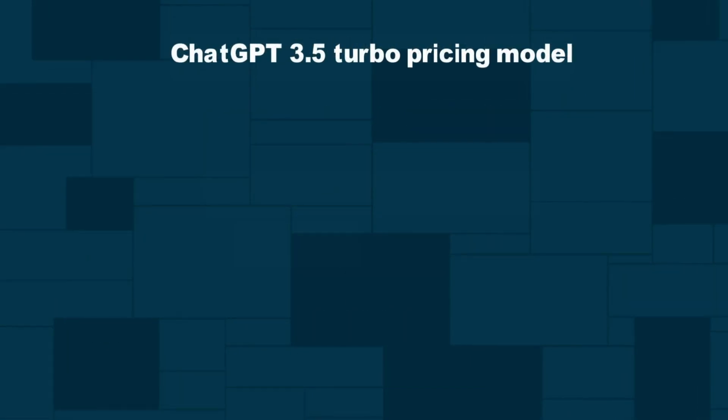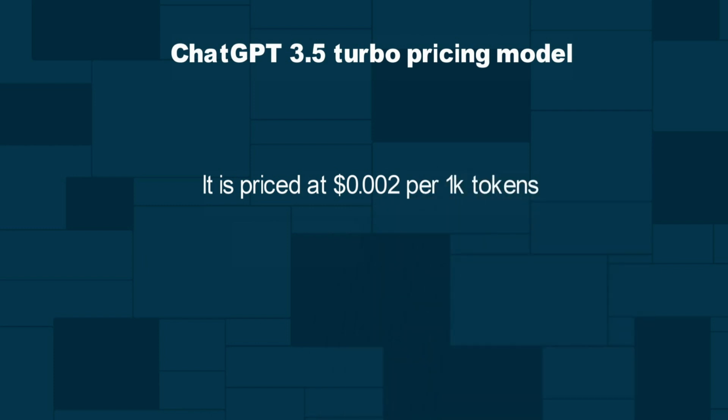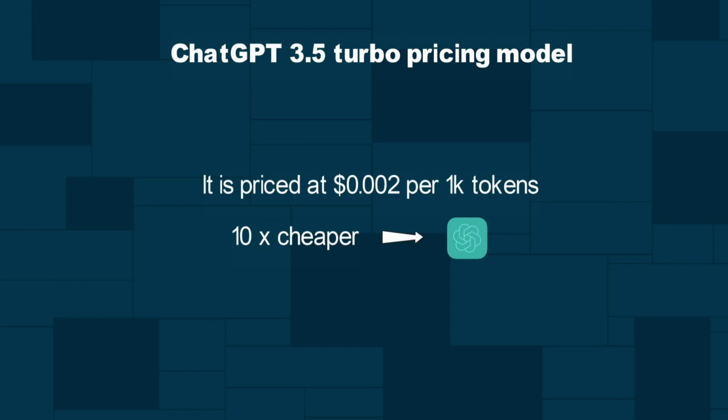ChatGPT 3.5 Turbo pricing model. It is priced at $0.002 per 1K tokens, which is 10x cheaper than existing GPT 3.5 models.